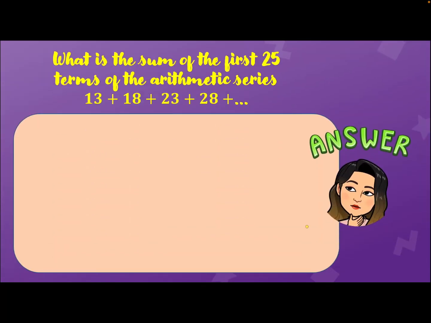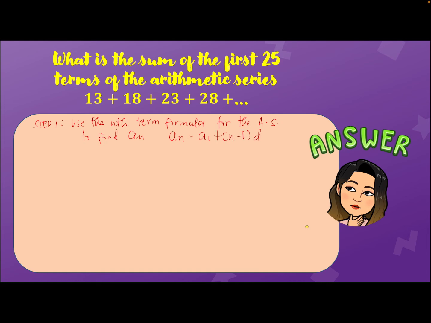What is the sum of the first 25 terms of the arithmetic series 13 plus 18 plus 23 plus 28 and so on? In this example, we have steps to follow. For step 1, use the nth term formula for the arithmetic sequence to find a sub n. So what is the formula? The formula here is a sub n is equal to a sub 1 plus the quantity n minus 1 times d.